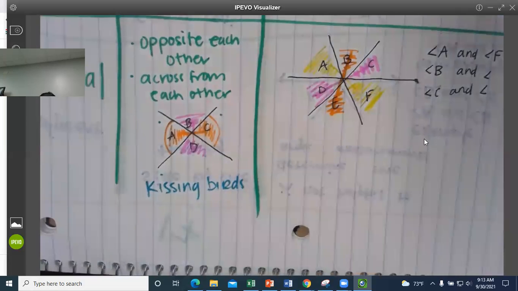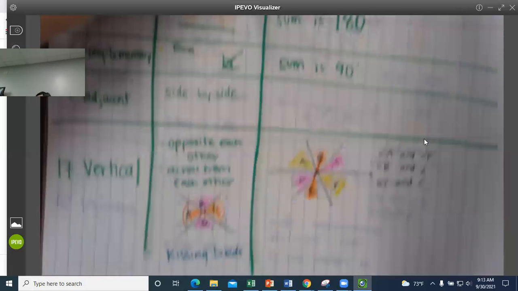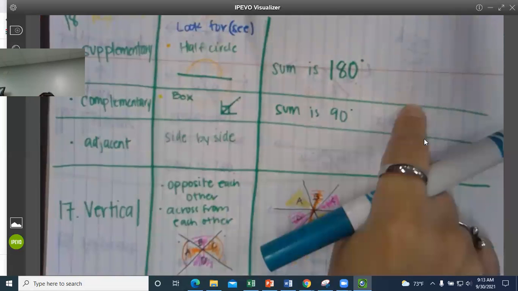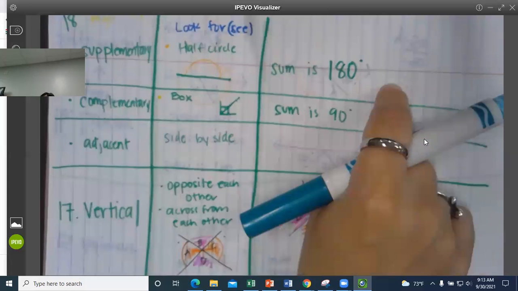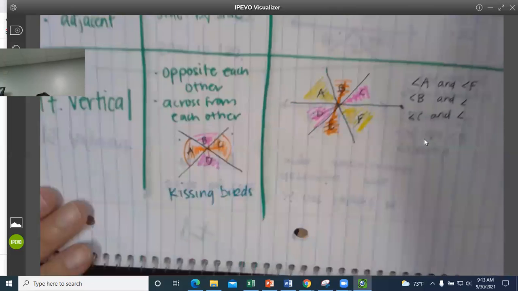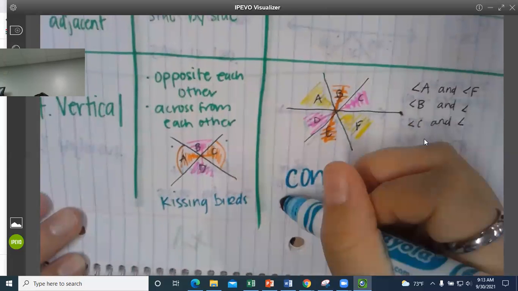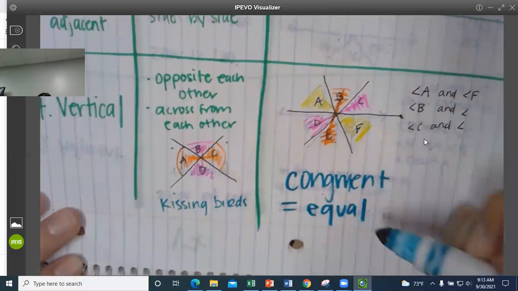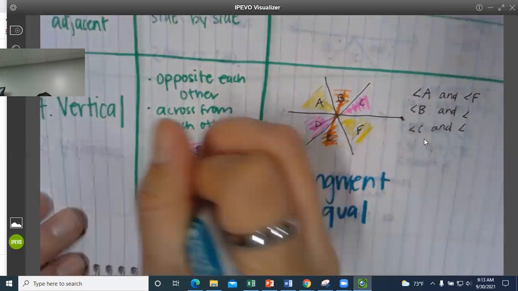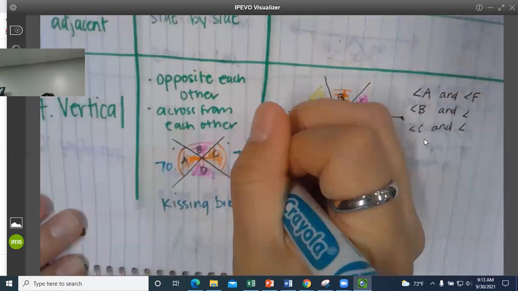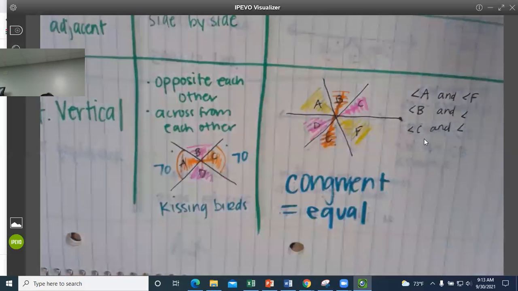So for vertical, we've only done three that have to deal with numbers. Complementary, you subtract from 90. Supplementary, you subtract from 180. For vertical, they're congruent. They're equal. So if this one is 70 degrees, this one across from it is 70 degrees. They're exactly the same. Please copy that. I'm going to move it in just a minute. You're going to need this for your warm-up.